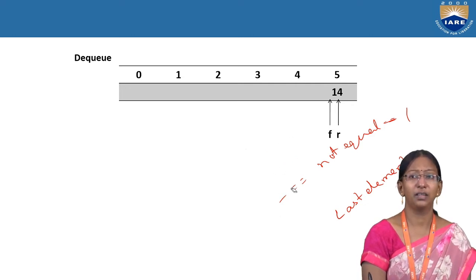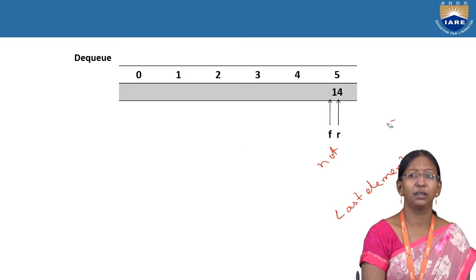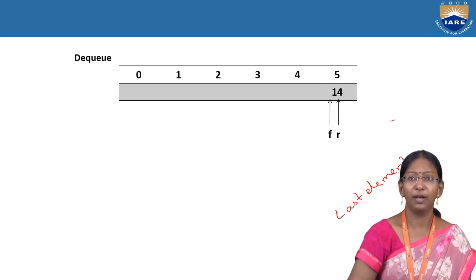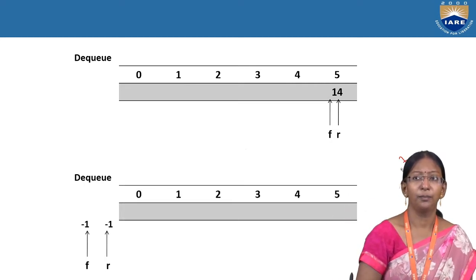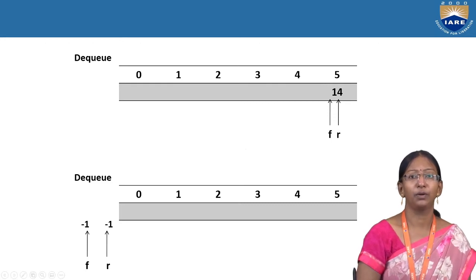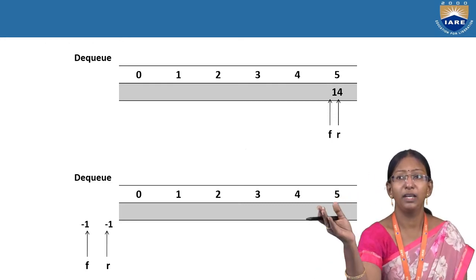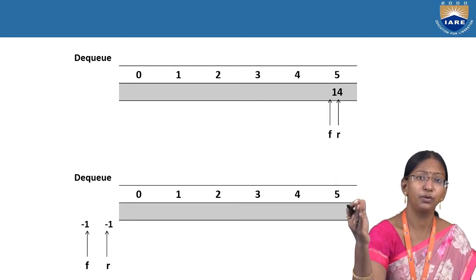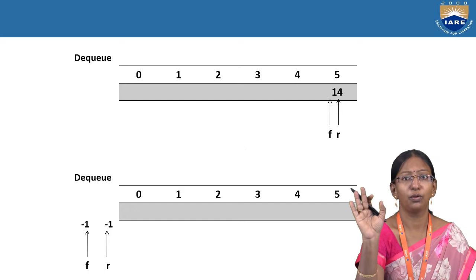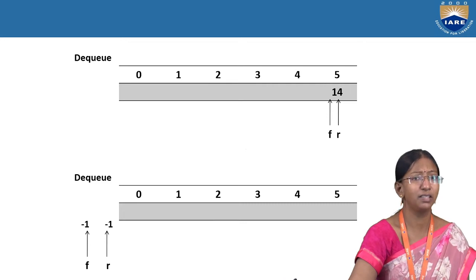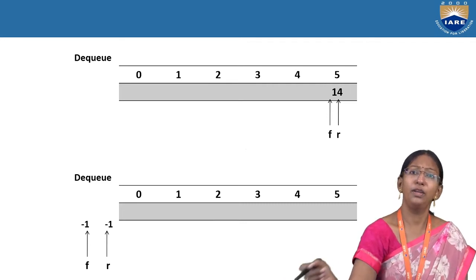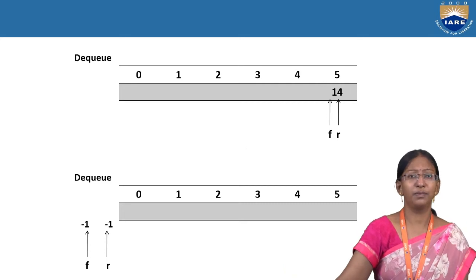So this is the case where you have to think when you perform a deletion operation. What will happen if I try to delete now? Both must be set to -1, which is the primary value. Because what did I tell you? When front and rear are pointing to the same index value and both are not equal to -1, that itself tells that the queue is having only a single element. So when you remove that element, it becomes an empty queue.